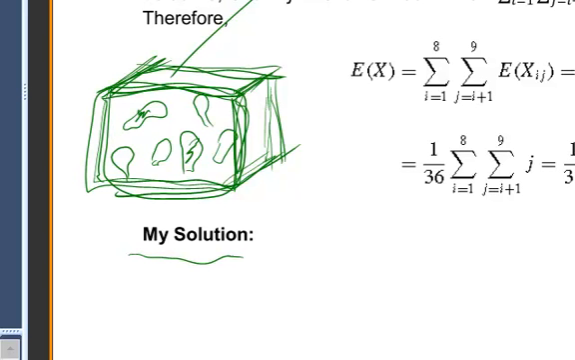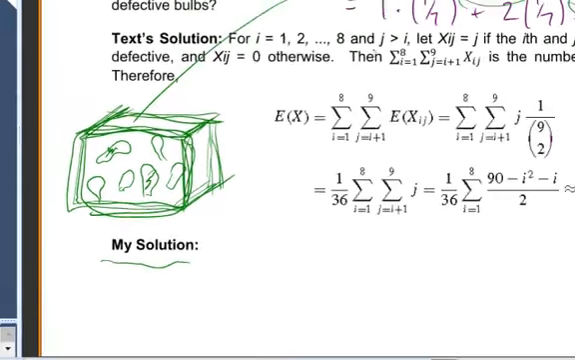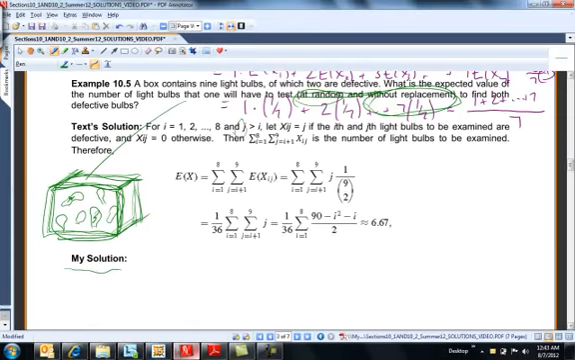So let i equal 1 through 8, and j is going to be bigger than i. So i and j are just indexing variables. The random variable xij equals j if the ith and jth light bulbs are defective. So in other words, if the first and fifth are defective, then x15 is going to be equal to 5. That means I've had to test 5 bulbs.